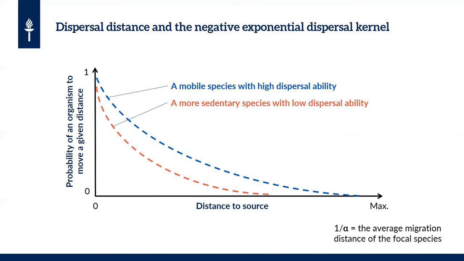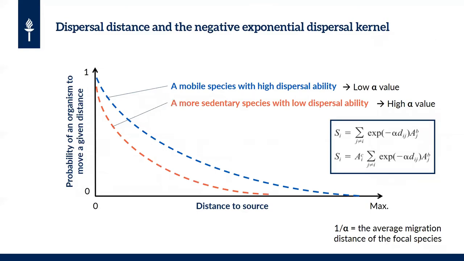In incidence functions, the parameter alpha scales the effect of distance to migration. It is calculated based on the average migration distance of the focal species. In incidence functions, mobile species have lower alpha values and less mobile species have higher alpha values.